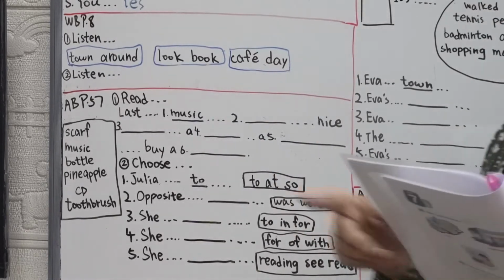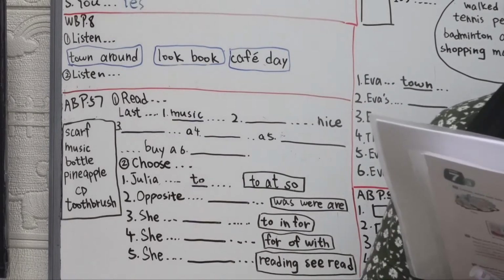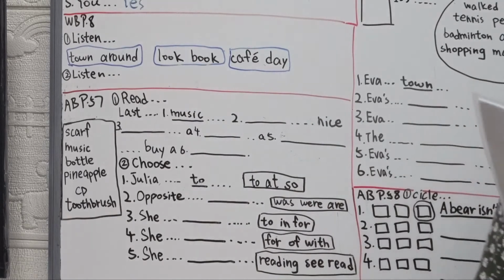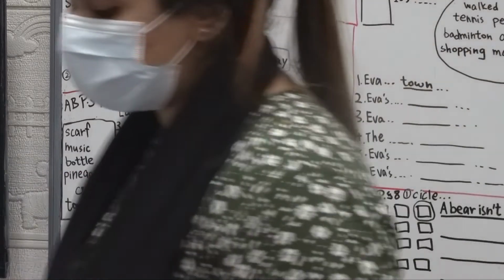Now part 2 is listen and sing. So basically, everybody, you have to sing. You might find these words in the lyrics, so please sing. Alright, so let's sing together. Here we go.